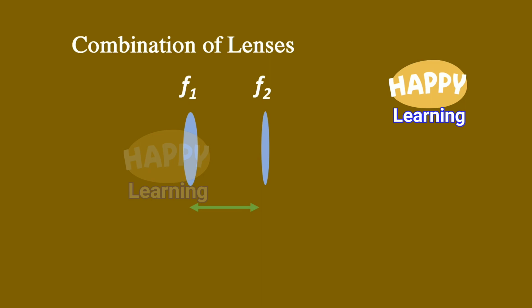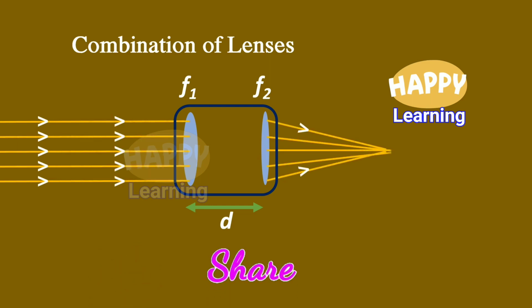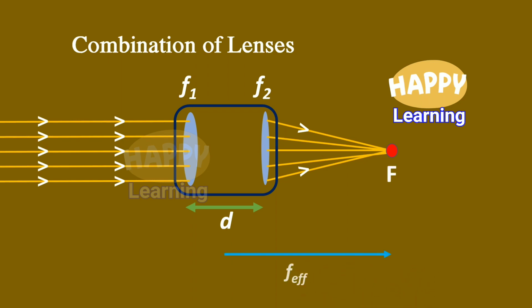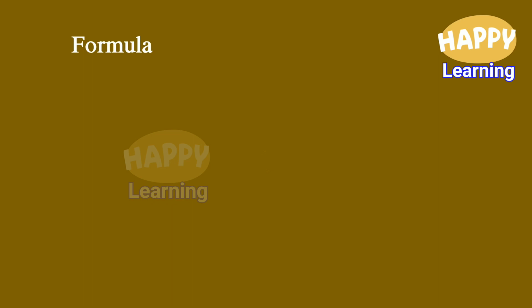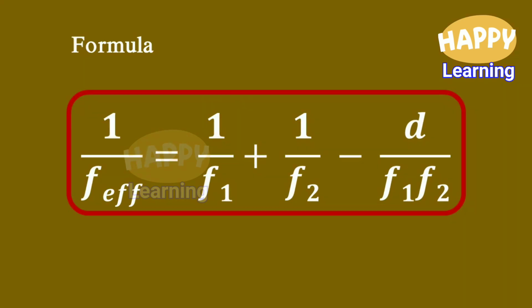The gap distance between the two lenses is d. These two together are another lens. The parallel rays passed through this combination are converged to a point called focus. The distance from this combination to the focus is the focal length and is denoted by f effective. Formula: 1 by f effective equals 1 by f1 plus 1 by f2 minus d by f1 f2.